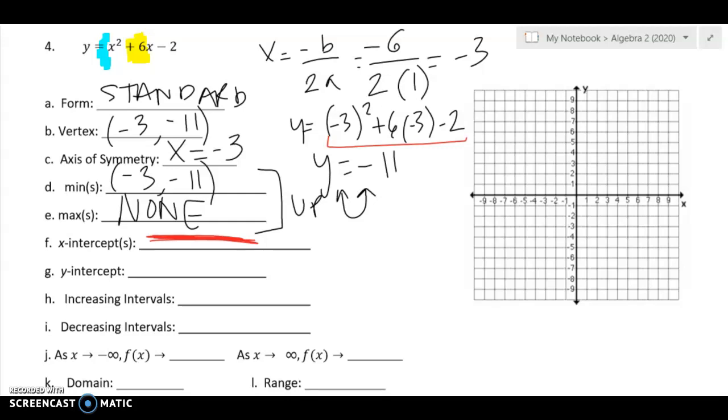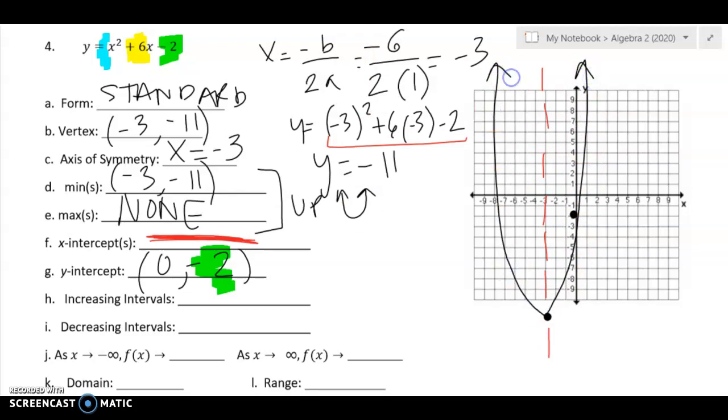Y-intercept, this is the nice part for standard form, is going to match the number on the end. So the number on the end here, I'm highlighting it green, is -2. So my y-intercept is (0, -2). I'm going to take a moment and put all those on my graph. I know this is going to run off a little bit. (-3, -11) is going to be kind of off my graph, but I'll do my best. (0, -2), and then my axis of symmetry is at -3, so I'll put that in there. And then I know that this graph opens up, so it looks something like that.